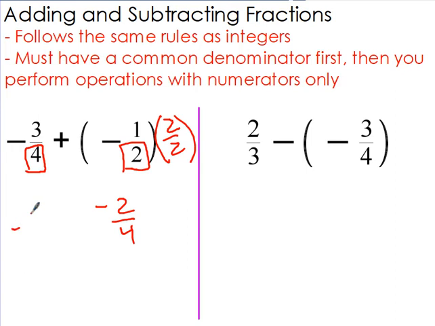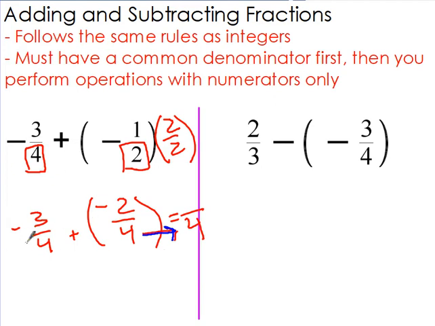So now I have negative 3/4 plus negative 2/4. Once we have a common denominator, put that denominator in your answer. So I'm just bringing my denominator straight over. That is super important because we're not actually adding or subtracting the denominators. Once we find that common denominator, we just put it in the denominator of our answer, and then we're done with the denominator.